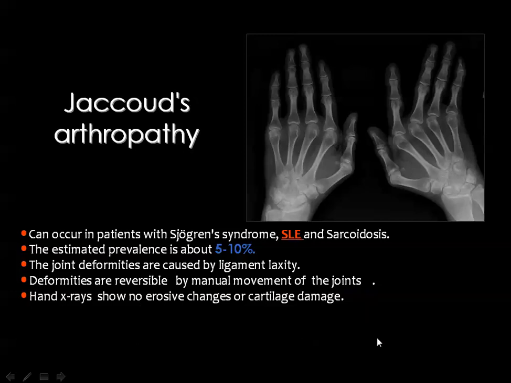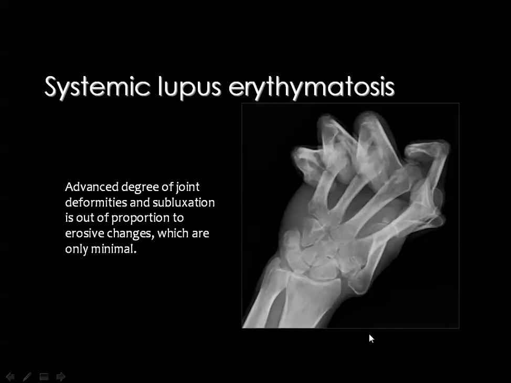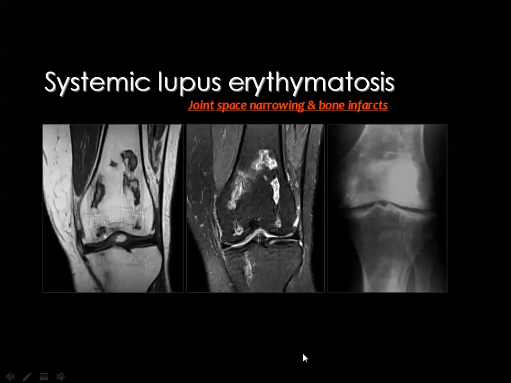And you can see an example of severe deformities of the hand in a case with systemic lupus erythematosus. You are able to see that there are no bony erosive changes to contribute to such severe deformities. Even look at the wrist, and you see the carpal bones are intact, and the radiocarpal joint is also preserved.